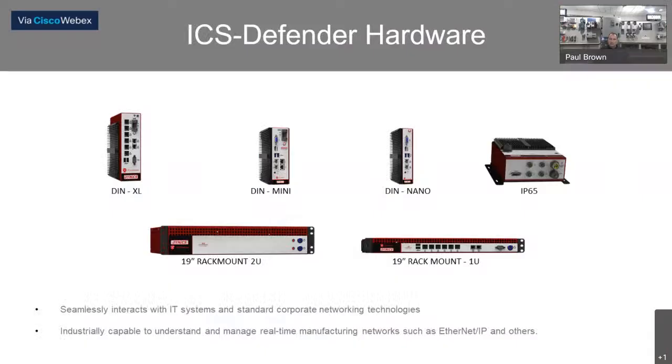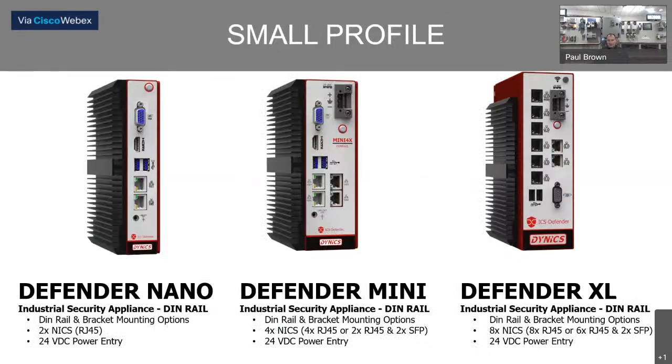Dynics pretty much has 3 levels of product. You have the small IP20 DIN rail mount products that you would put in a cabinet with your traditional networking gear. They have the IP65 on-machine device, and they have the computer room rack mount devices. In the small profile IP20 in-cabinet devices, they have 3 levels of product.